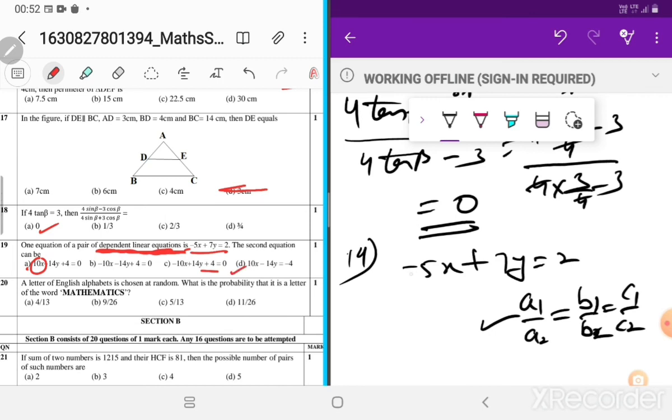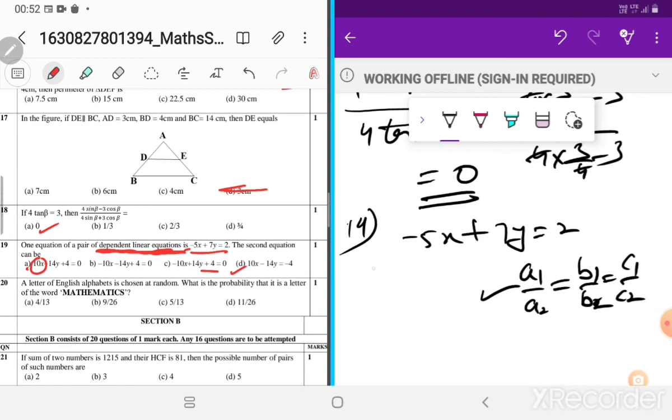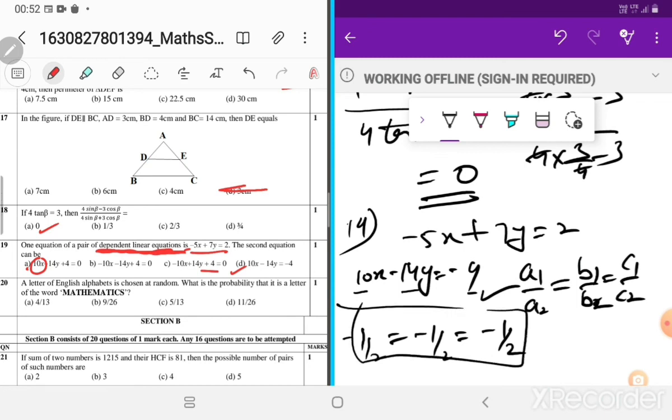So now check. The other equation is 10x minus 14y is equal to minus 4. This is my a2, b2, c2. So 5 upon 10 is minus 1 by 2, which is equal to 7 upon minus 14, again minus 1 by 2, which is equal to 2 upon minus 4, again minus 1 by 2. So all are equal. So this satisfies the condition, right?